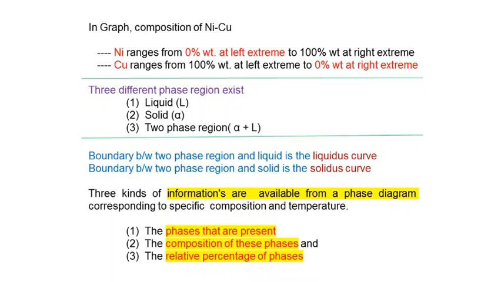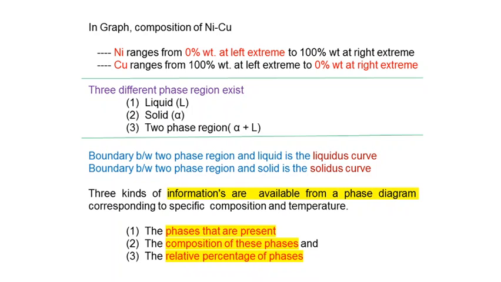So what information will we get from this binary isomorphous phase diagram? We can understand the phases that are present. That is one important point, and also the composition corresponding to that particular phase. Third is the relative percentage of each phase present. So three important things we can obtain from the phase diagram are the number of phases present, the composition of the particular phase, and the relative percentage of this particular phase.